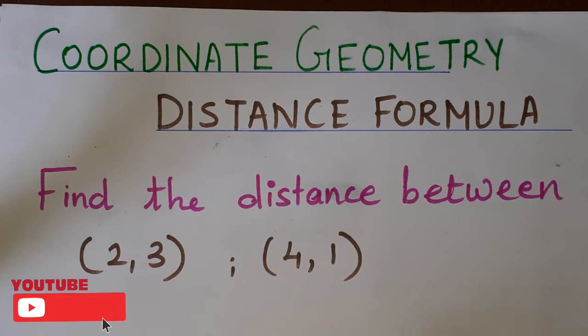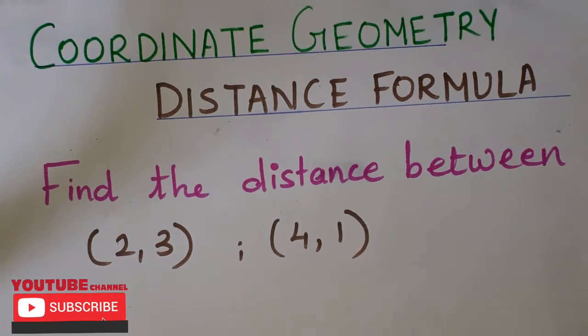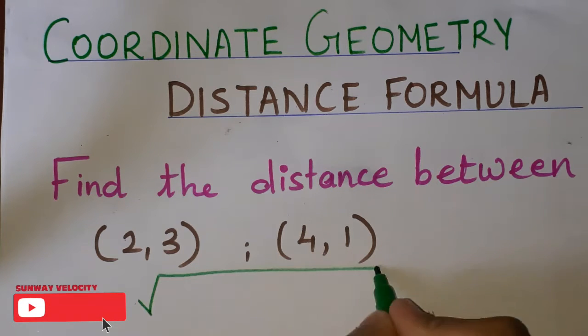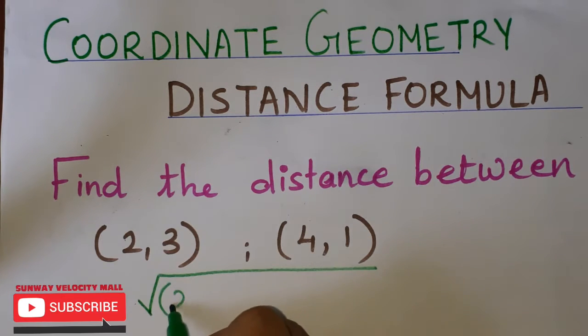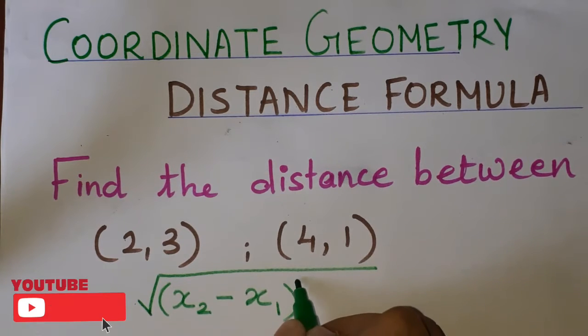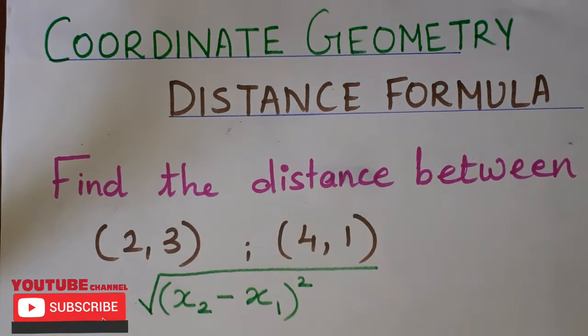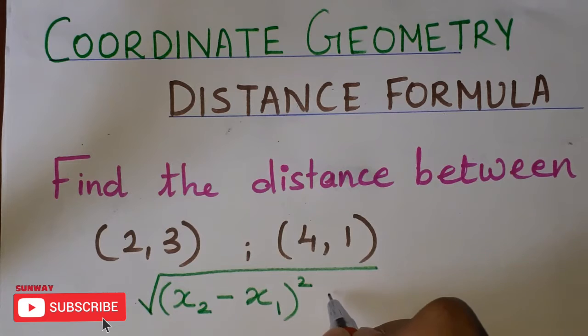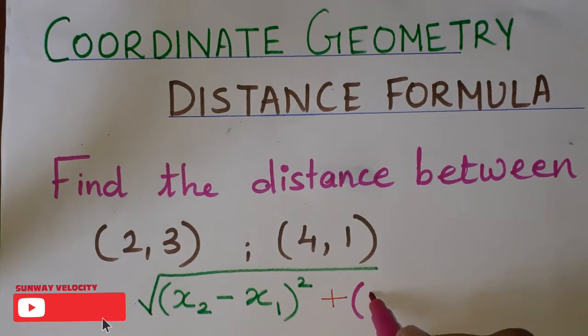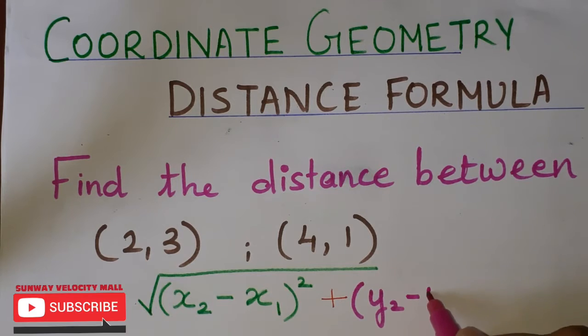So there is a formula for finding the distance. First let's see the formula. The formula is given as the root, and inside the root, (x2 minus x1) the whole square, plus (y2 minus y1) the whole square.